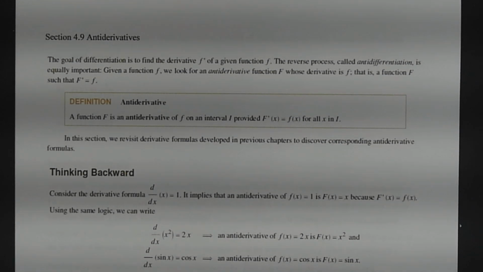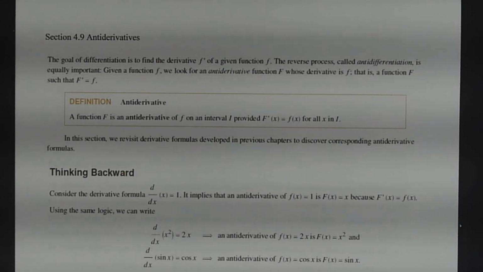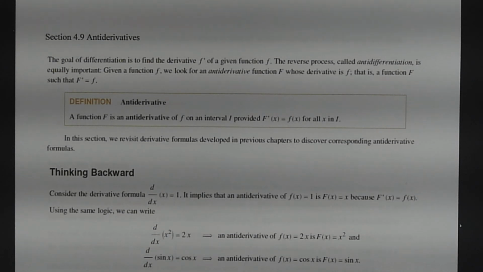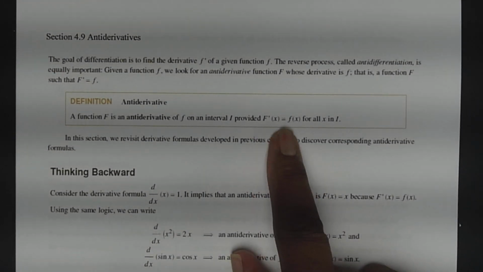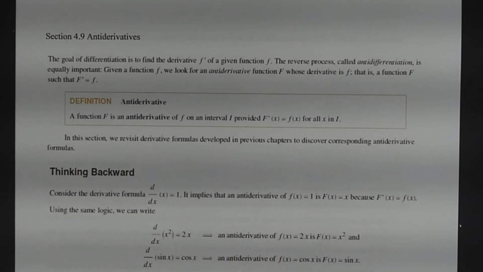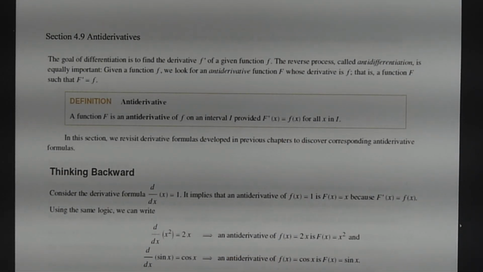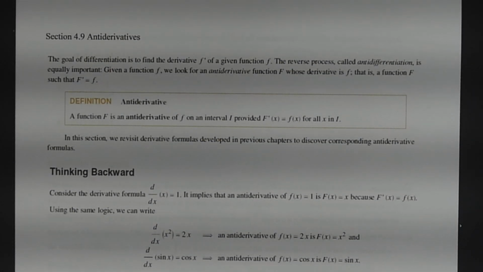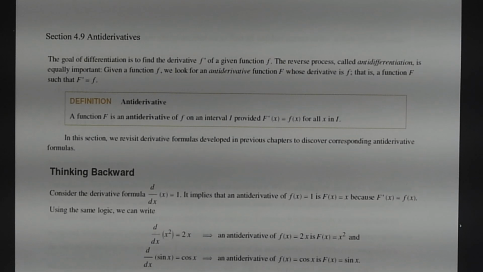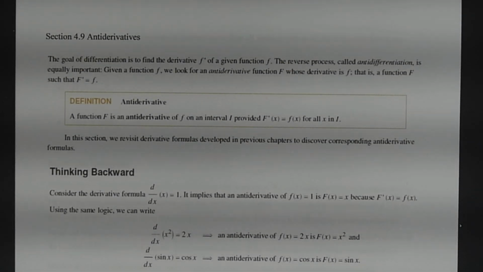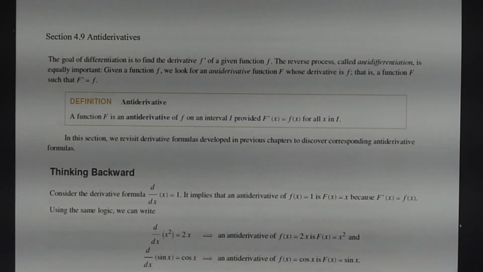Here's the definition of the antiderivative. A function capital F is an antiderivative of lowercase f on an interval I, provided that F prime of x is equal to f of x for all x in that interval I. In this section, we're going to revisit derivative formulas developed in previous chapters to discover corresponding antiderivative formulas. That's the basis of section 4.9.